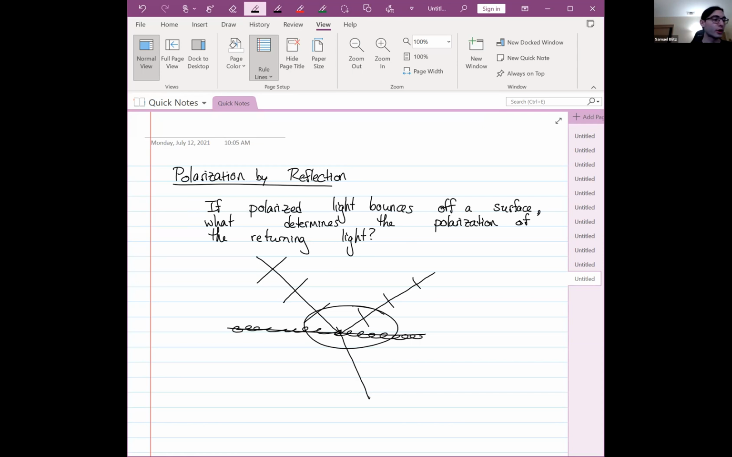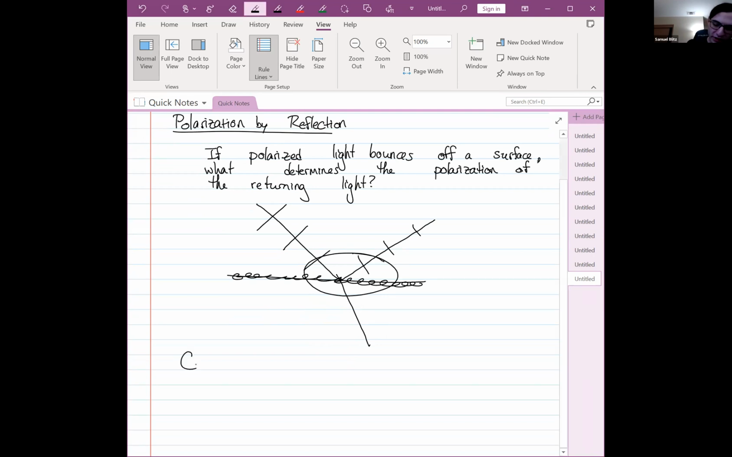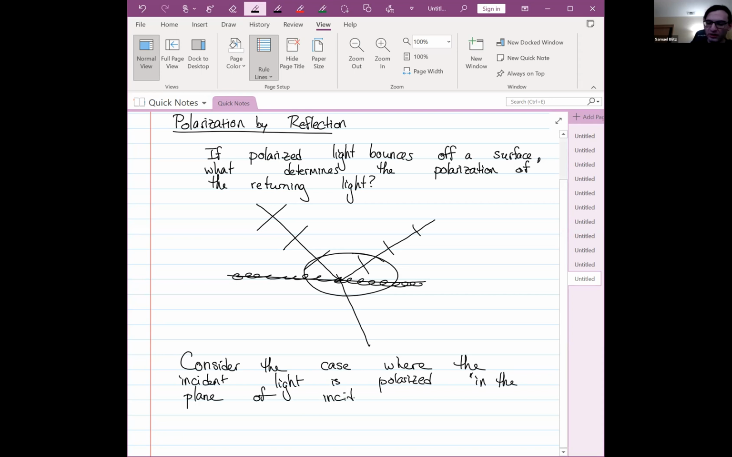So what we're going to do is we're going to consider a case. We're going to consider the simplest case, where the incident wave to an interface, the incident light, is polarized in the plane of incidence. And so let me just draw a picture. It's basically the same as the one that I drew above. Let me draw it in a little bit more detail.